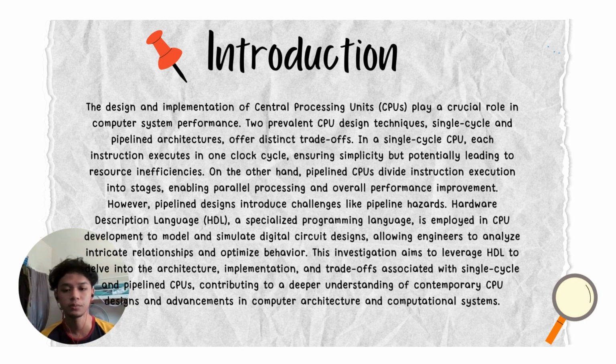For the introduction, the design and implementation of central processing units play a crucial role in computer system performance. Two prevalent CPU design techniques, single cycle and pipeline architectures, offer distinct trade-offs. In a single cycle CPU, each instruction executes in one clock cycle, ensuring simplicity but potentially leading to resource inefficiencies. On the other hand, pipeline CPU divides instruction execution into stages, enabling parallel processing and overall performance improvement.